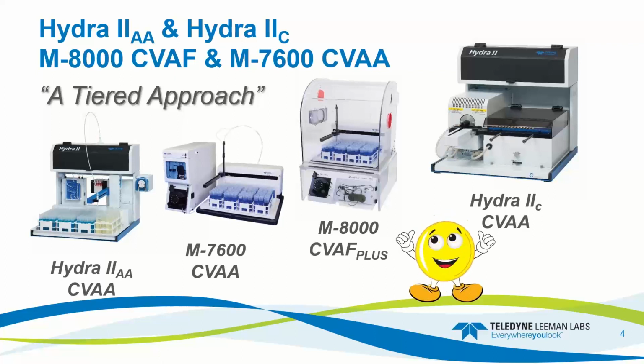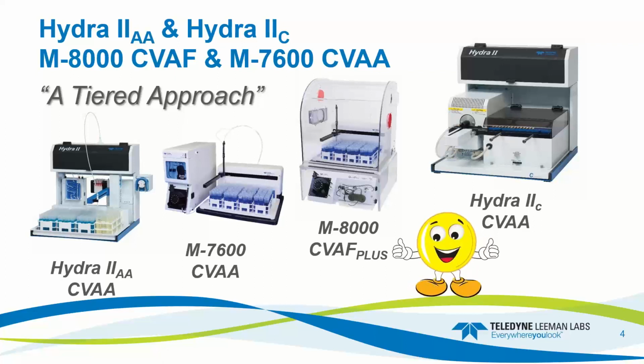This is kind of a family portrait of the products we offer here at Teledyne Leeman Labs. First, we have our Hydra IIA, which is our introductory unit. Its principal analytical technique is chemical reduction of aqueous samples, followed by cold vapor atomic absorption. Then the next step up, we have our QuickTrace M7600, which follows the same principles, but has a lower detection limit and can measure into the nanogram per liter range.